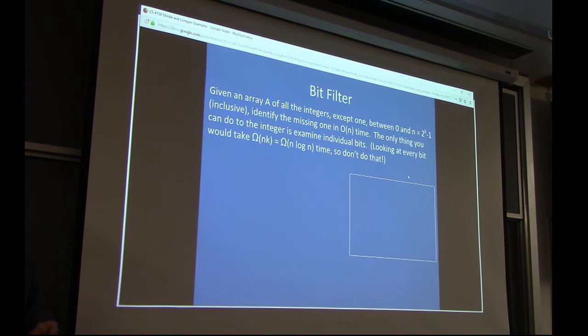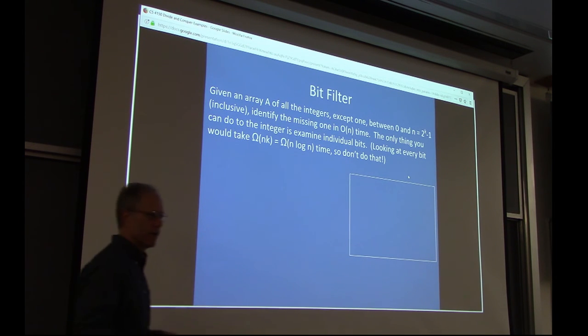It's numbers that start with 0 are missing. So throw away all the numbers that start with a 1. Now you've got, in this case, 7 numbers left that all start with a 0. Look at the second bit. Find out which is missing there.